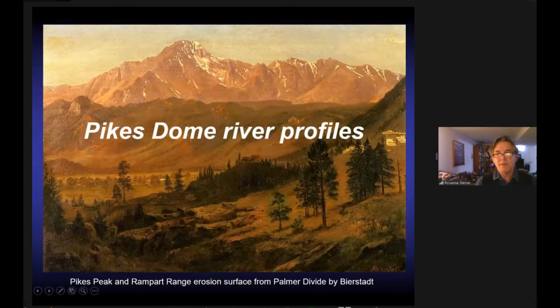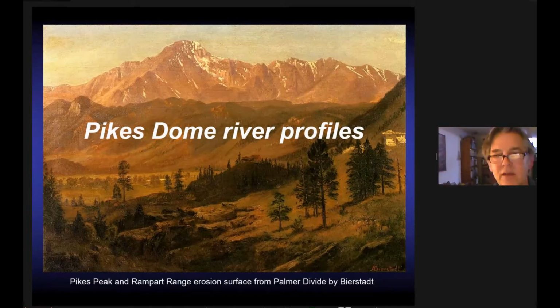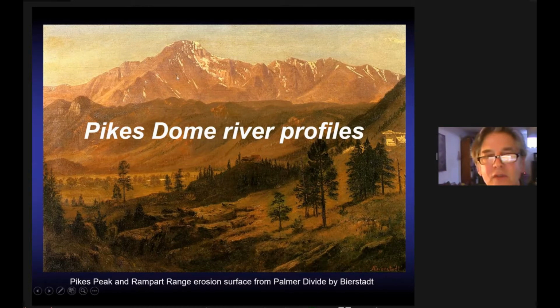So now we're going to look at some river profiles. I'm going to do longitudinal profiles down some of these river courses through time, and we're going to again see some of the drainage inversion like we saw down in the Uray area with the telluride conglomerate. And I just want to mention, this is a beautiful painting by Bierstadt, and we're looking across the Rampart surface at Pikes Peak. So always appreciate a beautifully done picture.